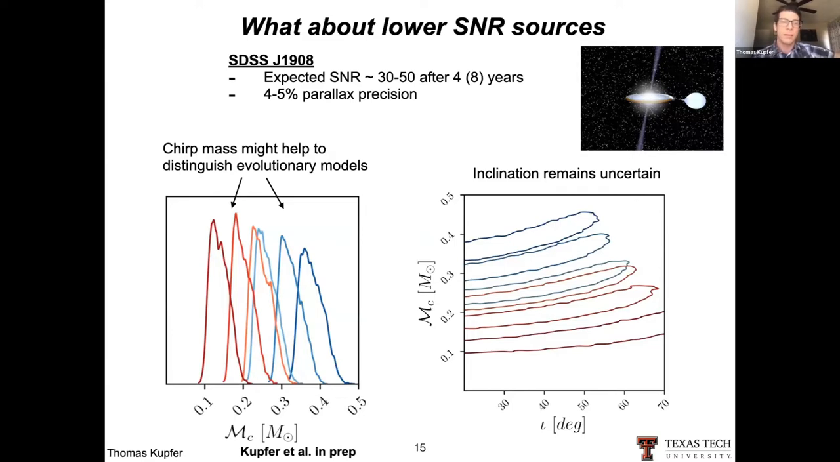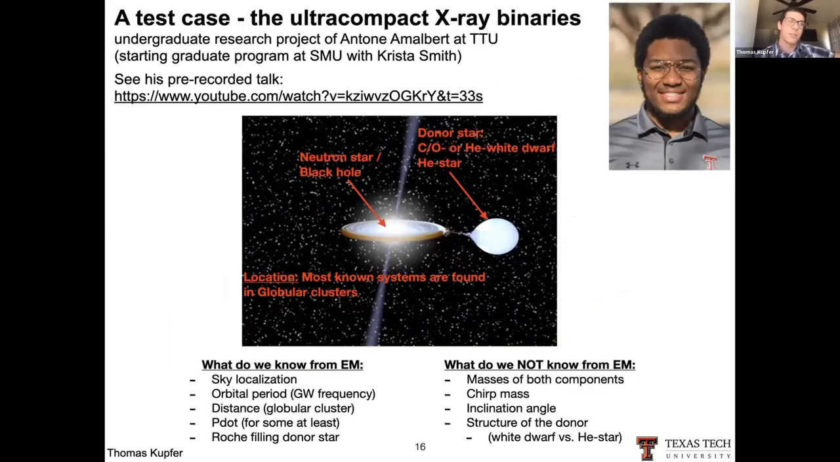And as the last point, the last slide, I just want to give a shout out and an advertisement to work done by one of my former students, Anton Amabert, who finished at Texas Tech as an undergrad, and he's now starting a graduate program at SMU with Krista Smith. So he's going to the more massive black holes. He has done work on the ultra-compact X-ray binaries, which is kind of the equivalent, but with a neutron star or black hole accretor.